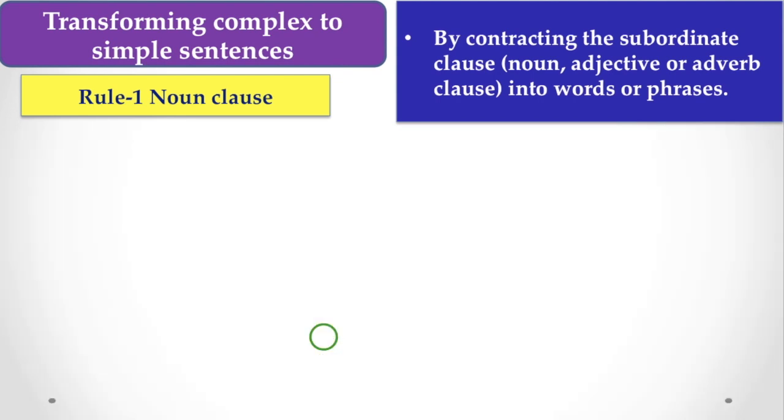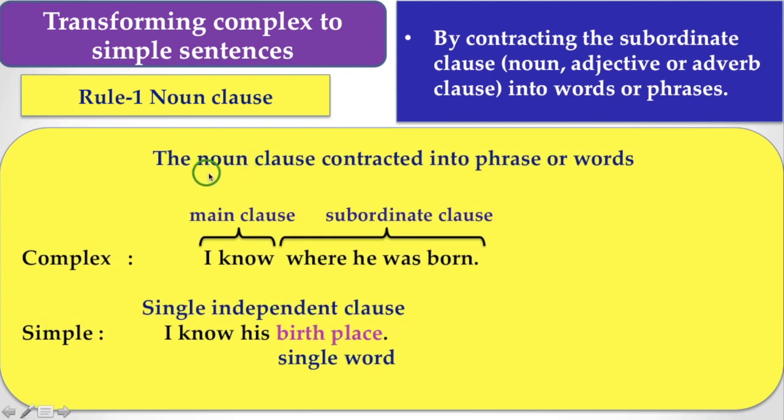Next example for you. So here the noun clause, again I'm going to show you the same thing here. I know where he was born. Here you find "I know" is a main clause and "where he was born" again is a subordinate clause, and this is a complex sentence.